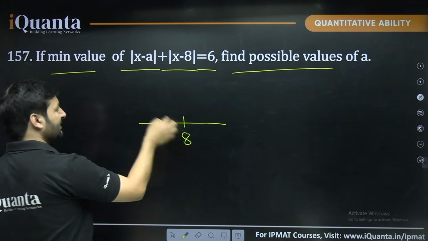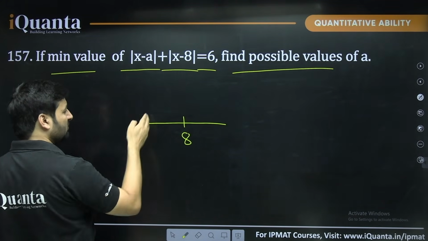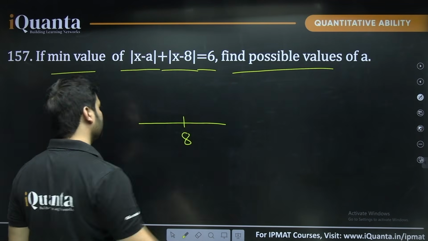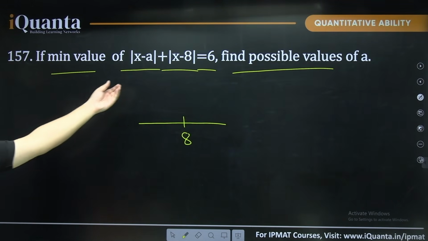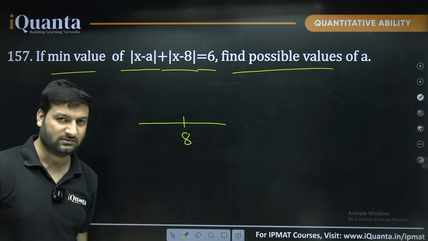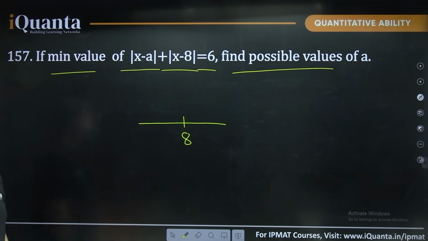We know that the critical point is 8, but you are not sure about a. a can be less than 8, a can be more than 8. Suppose a is 2, so it will be on this side of 8. Suppose a is 10, so it will be on this side of 8, right? But the sum of distances, this is a distance, this is a distance, the sum is equal to 6. Find the possible values of a.